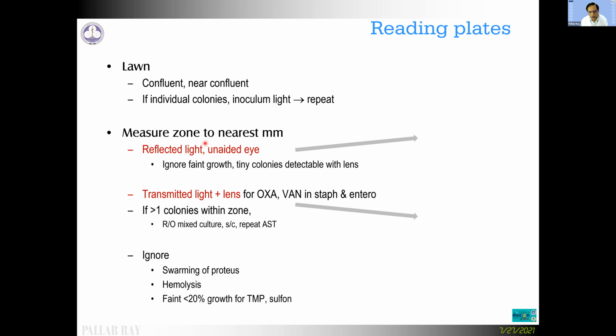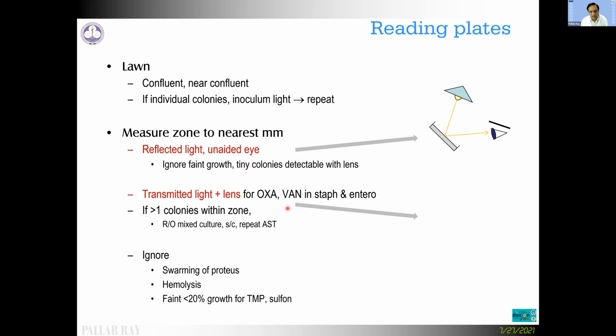Normally, you must read it in reflected light with the unaided eye. That means you hold the plate, the light should fall on the plate, and you must see it with your eye from the side. So this is the normal way of reading the zone of inhibition. Ignore faint growth or tiny colonies which are not detectable by the unaided eye but can be detected with a lens. They should be ignored, except in this situation.